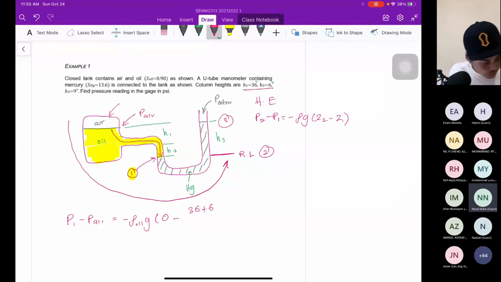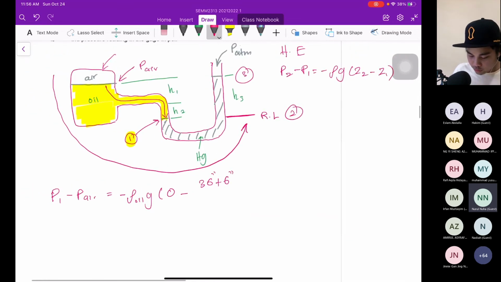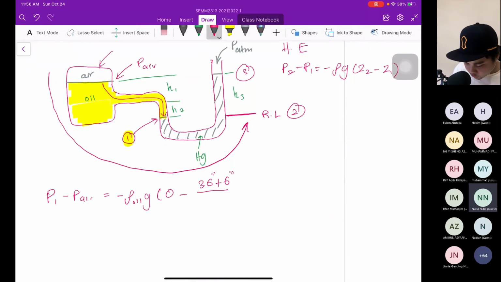This is in the unit of inch. Do you think the standard imperial unit is inch or foot? You still remember inch or foot? Foot. So we need to convert into foot. Divide by 12 inch. 1 foot is 12 inch.